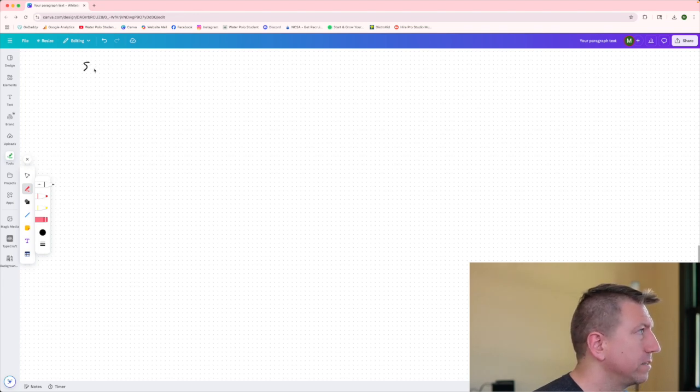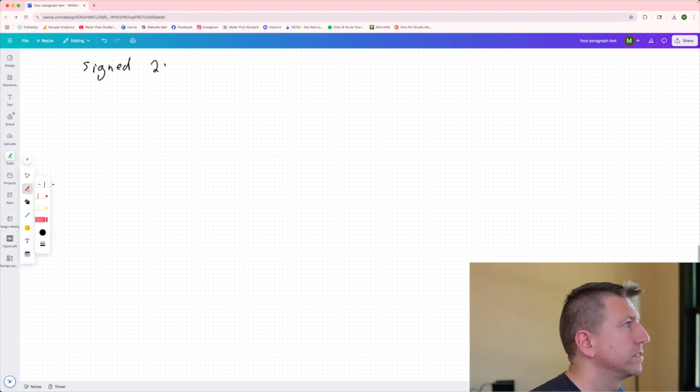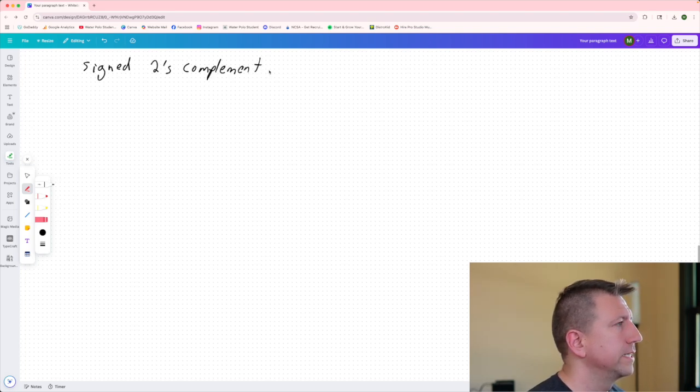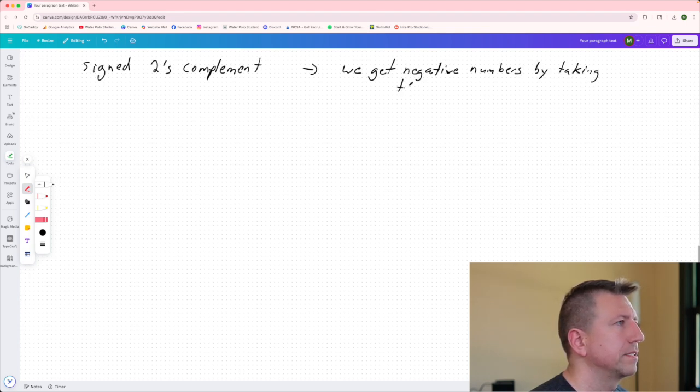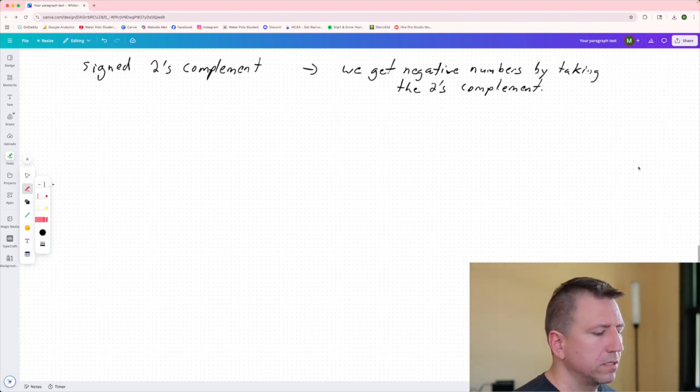So this is signed 2's complement, and the key thing here is we get negative numbers by taking the 2's complement. Actually, a better way to say this is that we transform the number between positive and negative by taking the 2's complement. This is reversible, if you will.